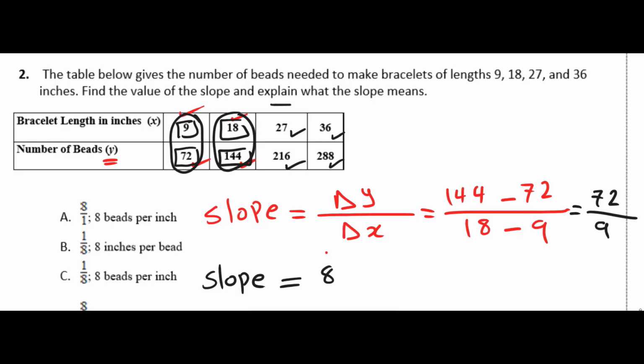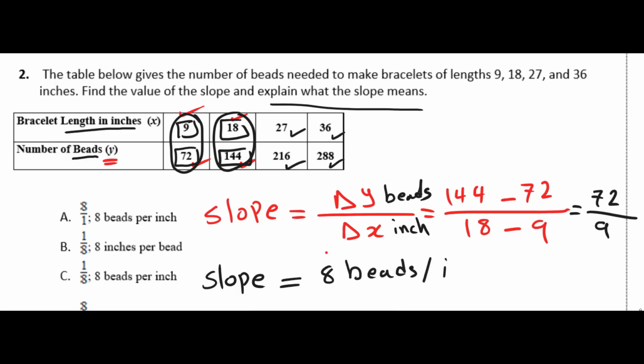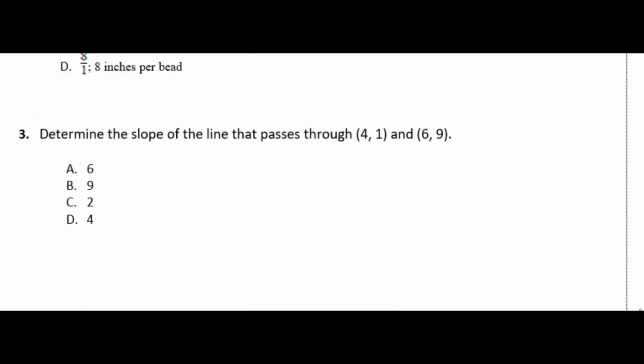He said explain. 8 what? Look here. This up should be delta y or change in y. Y here represents what? Beads. Okay. Then this up should be beads. And the x represents here what? Length in inches. Then we write here inch. Then the answer here, slope represents what? 8 beads per inch.